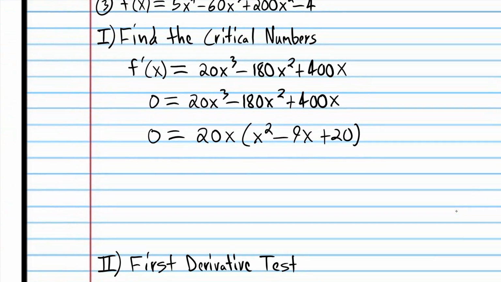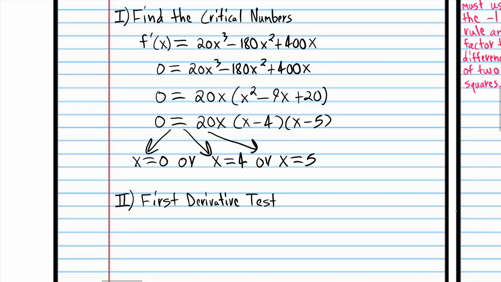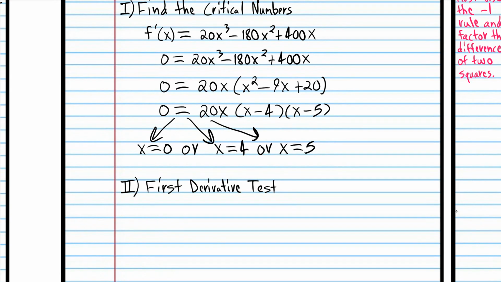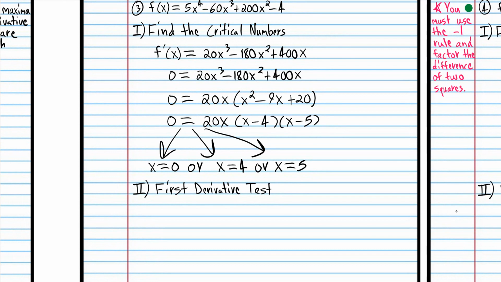So I factored out a GCF, and now we're going to factor that quadratic expression. Looks like it's going to be -4 and -5. So now we have our critical numbers, the numbers that make the derivative 0. So those are the critical numbers, the possible locations where maximum or minimum values happen for functions. So now we're going to test those locations to see if there's a maximum or a minimum value.